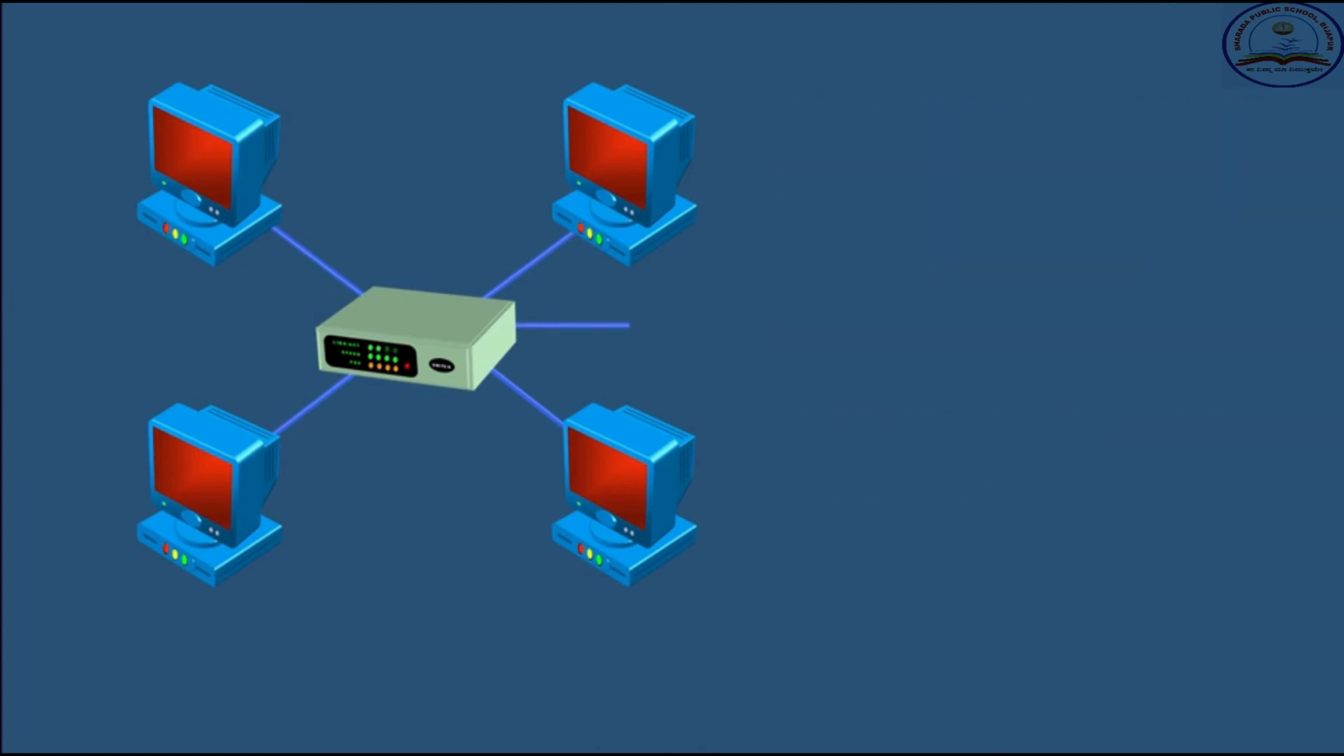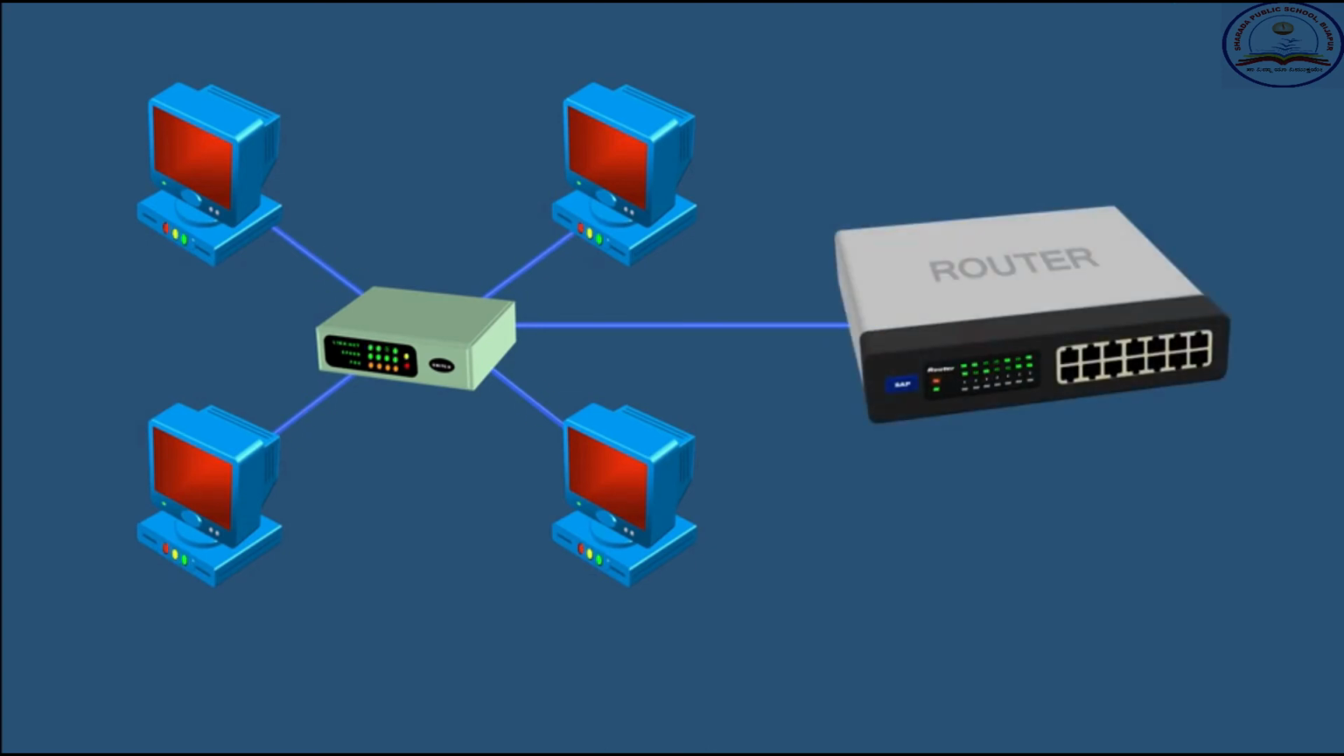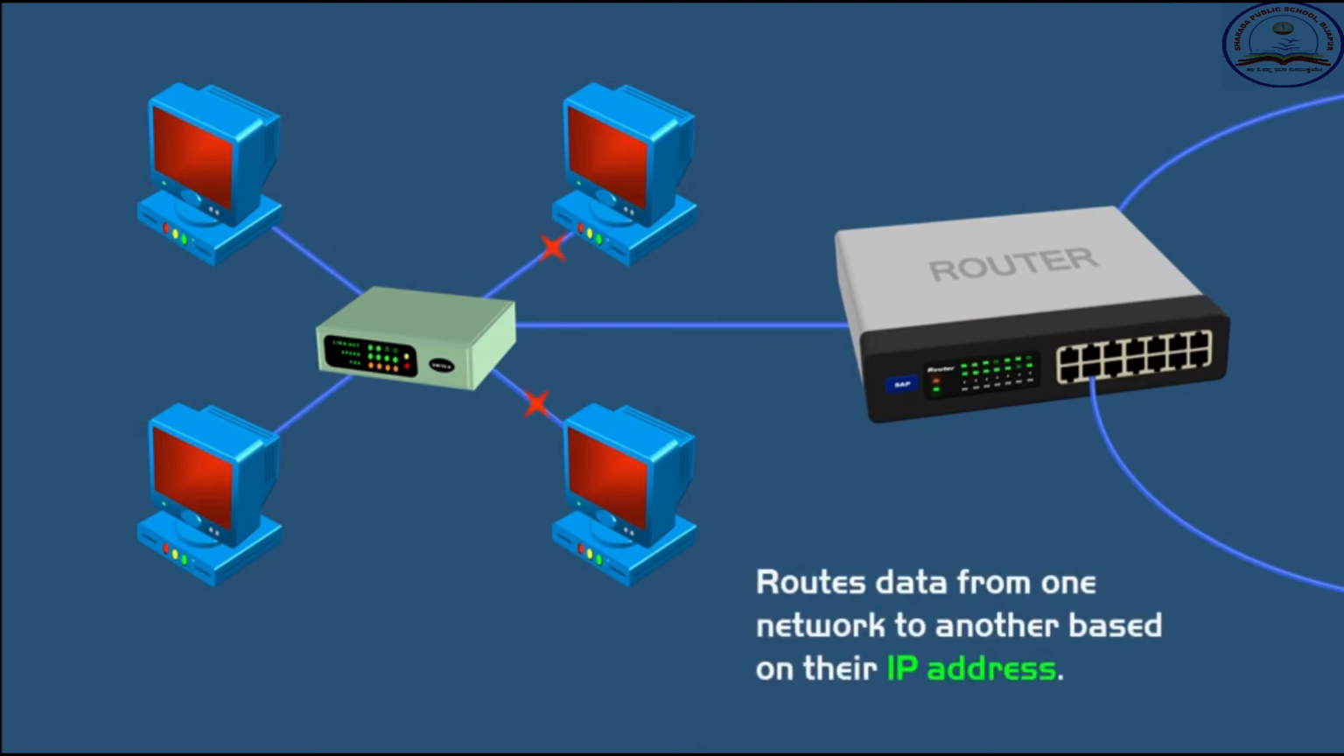Now we'll learn about the router. A router is used outside the network. Please keep it in mind, it's not within the network. Within the network only hubs and switches are used. Outside the network, a router is used. A router routes the data from one network to another based on their IP address.